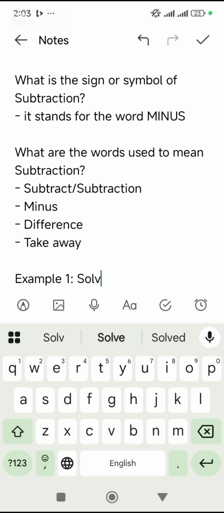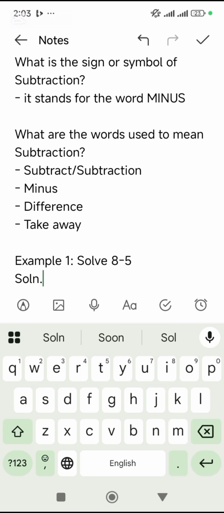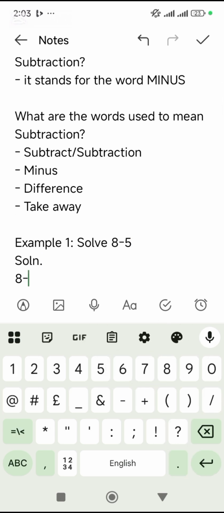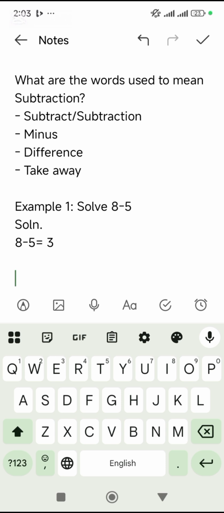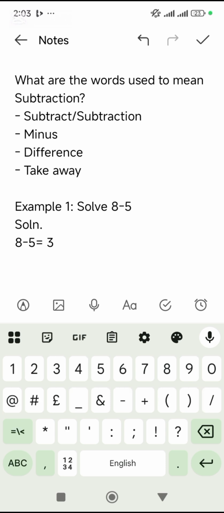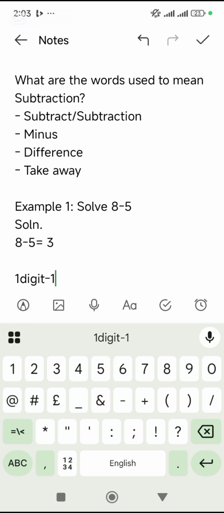Okay, so we are going to take an example and call it example 1. Solve, single digits now, 8 minus 5. The solution to that is simply 8 minus 5. You have 8 oranges. You are asked to take away 5 from it. How many oranges will you have left? That will be 3. Okay, so let's see examples of subtraction of single digit and single digit, 1 digit minus 1 digit.